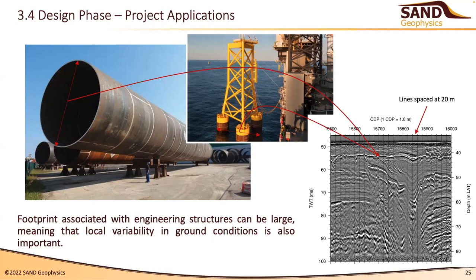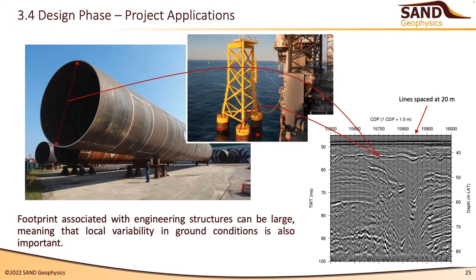The data I show on the screen here is from the southern North Sea. The vertical lines that I've put on there are 20 meter spaced lines. And if you look within that, you can see that within any two of those lines, there are lots of places within that 500 meter section of data where there is quite a lot of variation in structure across those 20 meters. Particularly at the margins of some of those channel features, you could get a significant change in ground conditions across that footprint.